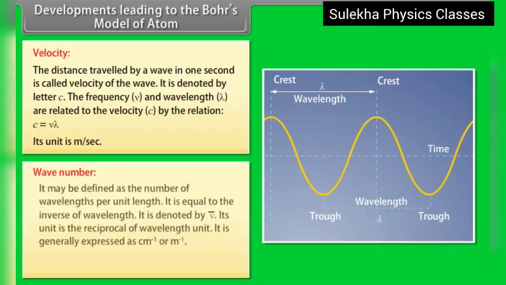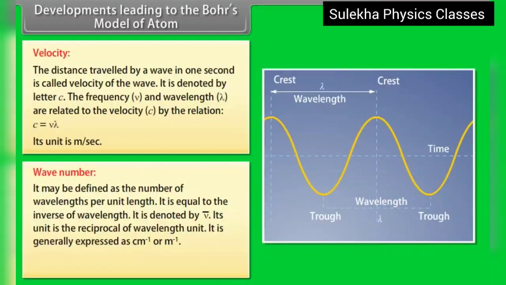Wave number. It may be defined as the number of wavelengths per unit length. It is equal to the inverse of wavelength. It is denoted by mu bar. Its unit is the reciprocal of the wavelength unit. It is generally expressed as 1 per centimeter or 1 per meter. Mu bar = 1/lambda.